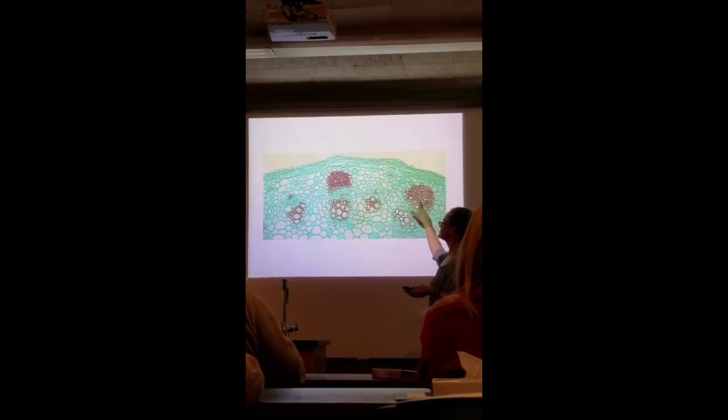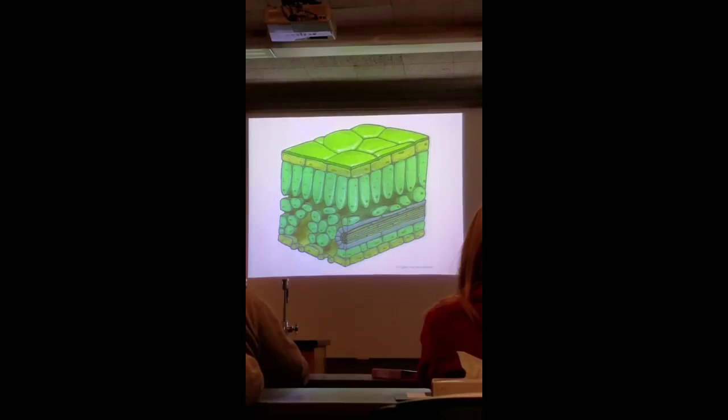Yeah. Other questions? Okay, root, stem, or leaf? Leaf. All right. This layer right here is called the cuticle. Just below it, we have the upper epidermis, and right here we have the lower.